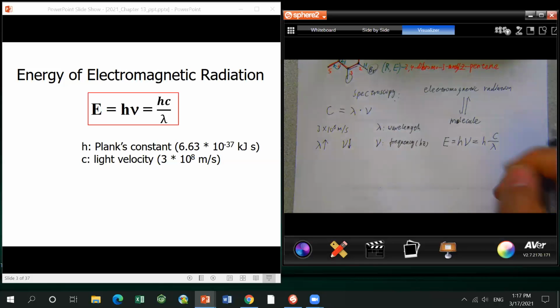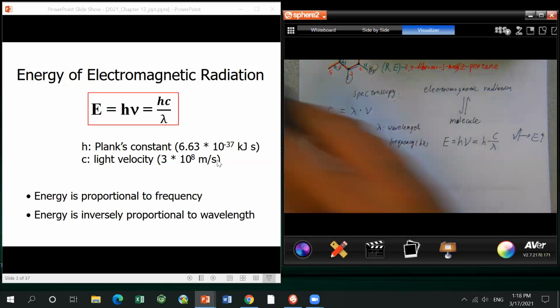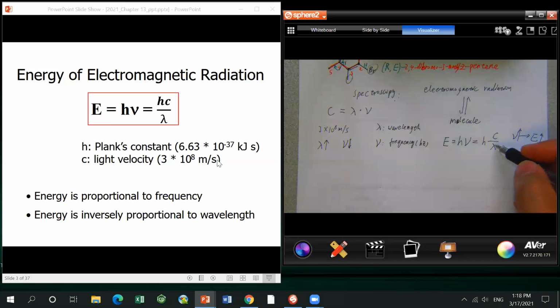Based on this formula, we can also easily understand: if we have higher frequency, then we'll have higher energy. Higher frequency, higher energy. But the wavelength has an inversely proportional relationship with the energy. So if you have longer wavelengths, then you will have lower energy. Please make sure you keep those relationships in mind.